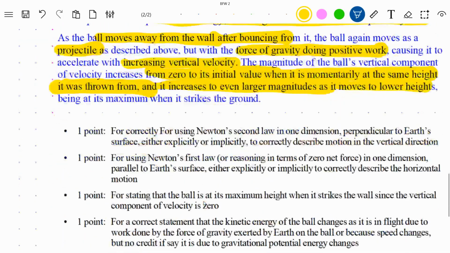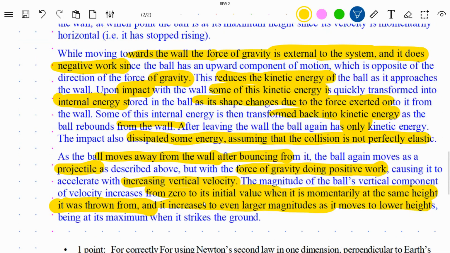And of course, the relevance of that is right here. So it will go to even larger magnitudes, just to kind of re-emphasize this, even larger magnitudes as it moves to lower heights. In fact, it'll be at its maximum, I'm talking about the vertical component of its velocity, just when it strikes the ground. So at that initial moment of making contact with the ground, of course, it will then change in some dramatic way that we need not get into right now.